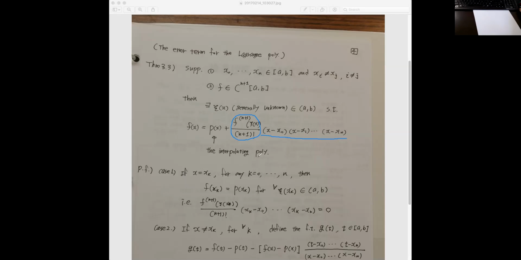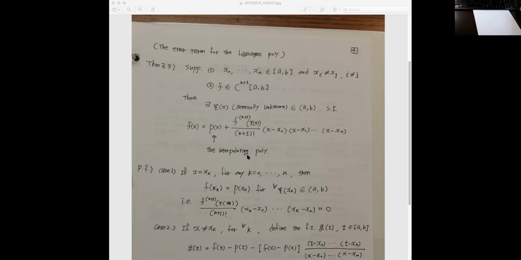Let me briefly explain the proof of this theorem. I know the proof of a theorem is always tough, and it's probably hard to understand, but let me cover it. First, keep in mind what the goal is. The goal is to show the existence of ξ(x). Keep this in mind.